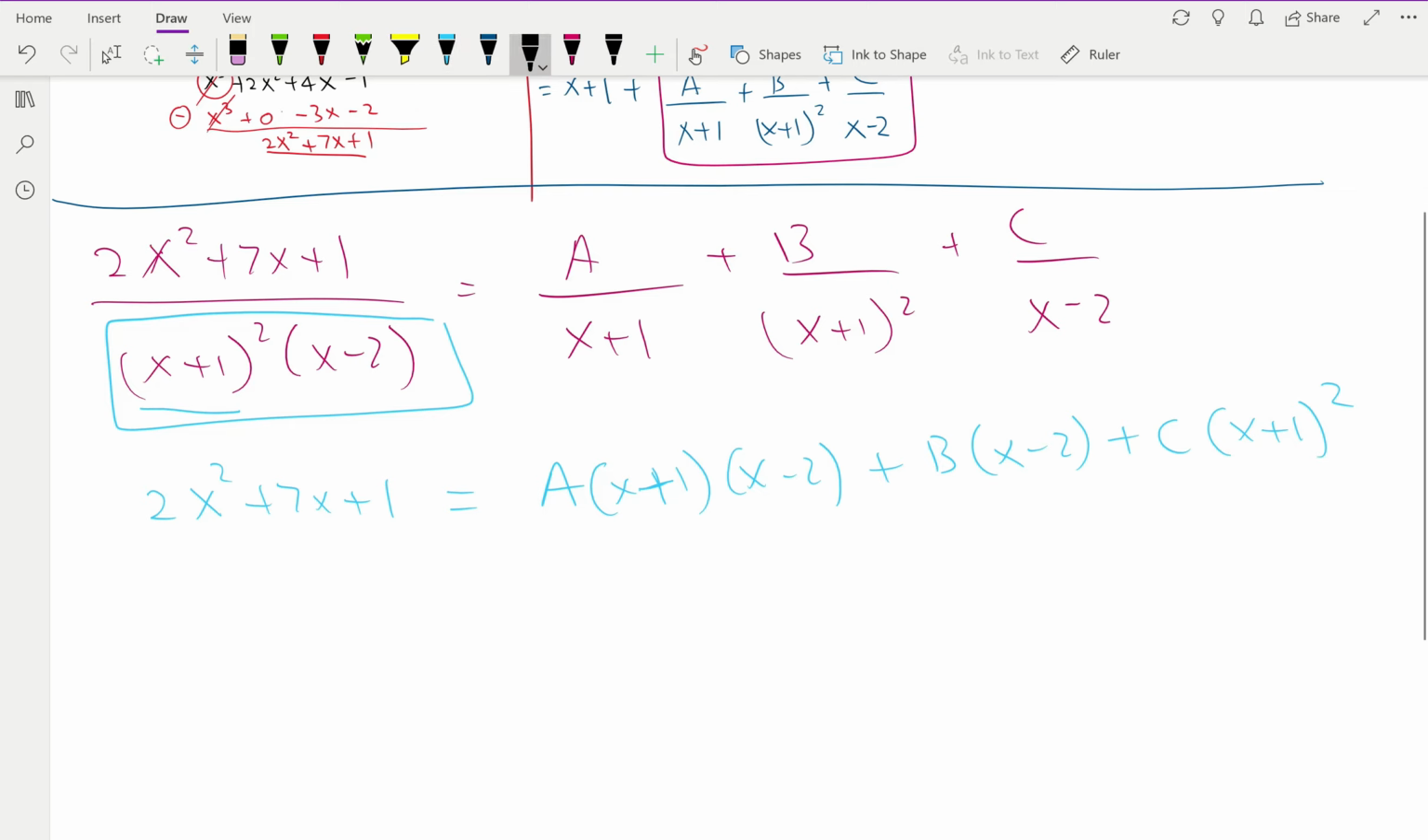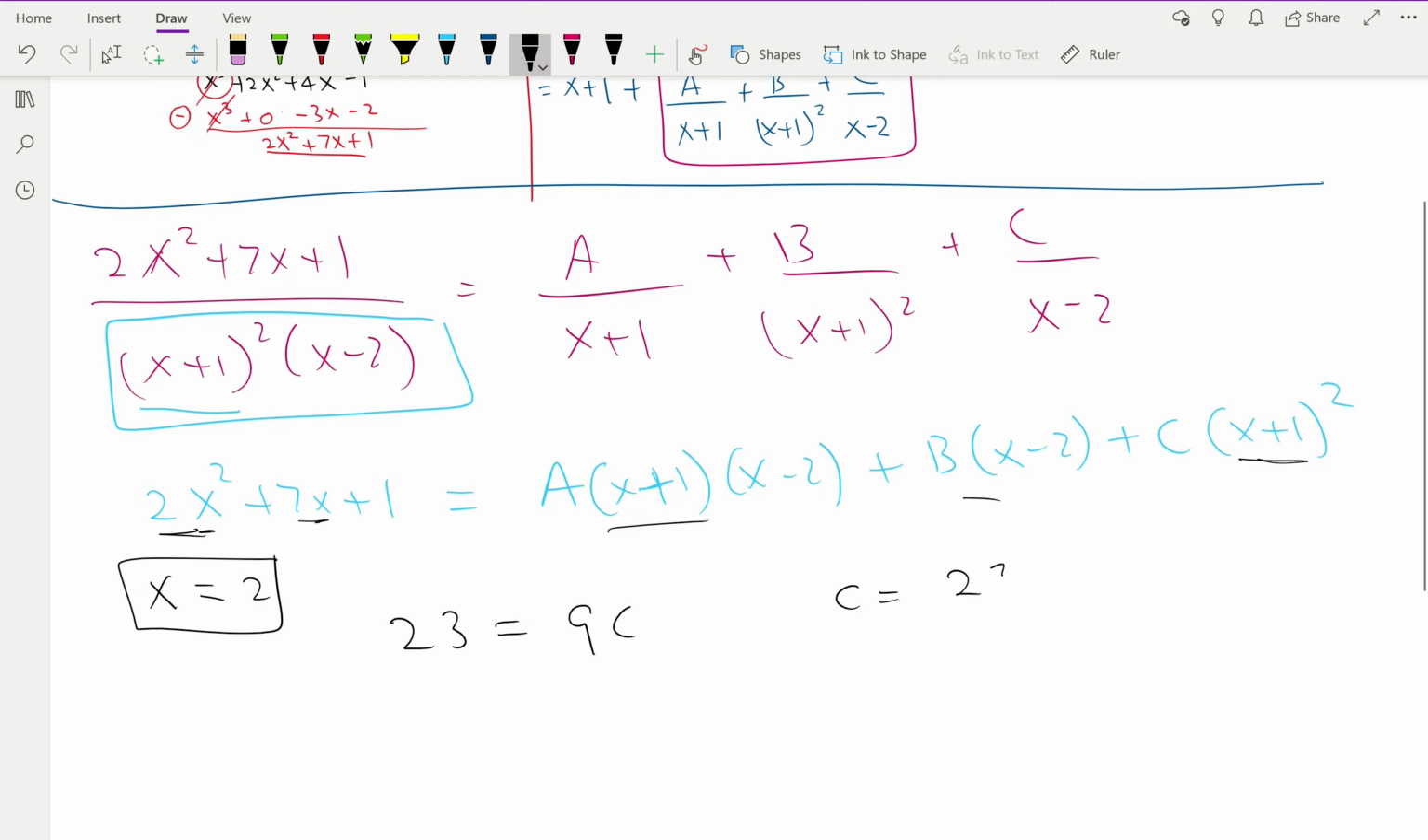Alright, magic numbers. Let's use x equals 2 to find C, because then these two terms vanish, right? When you substitute x equals 2, the left hand side will be 2 squared is 4, 4 times 2 is 8, 8 plus 14 is 22, plus 1 is 23 on the left, right? On the right, 2 plus 1 is 3, 3 squared is 9, so 9C. So C is 23 over 9.